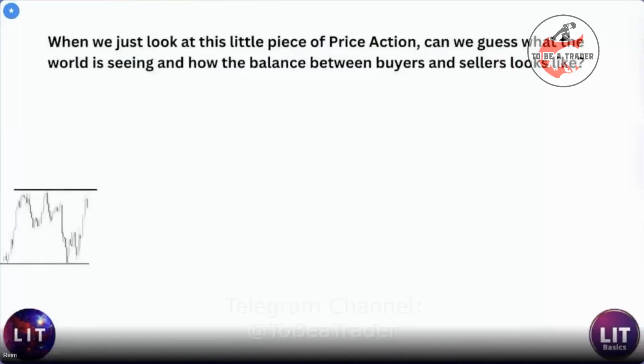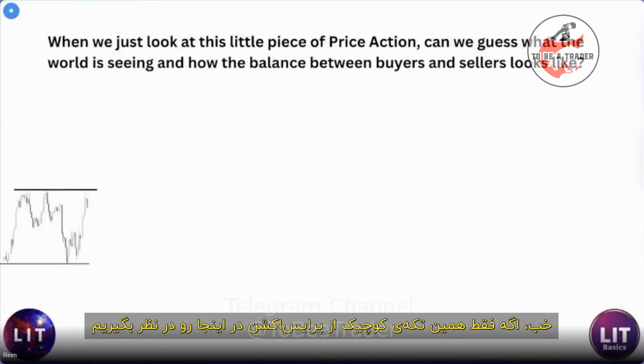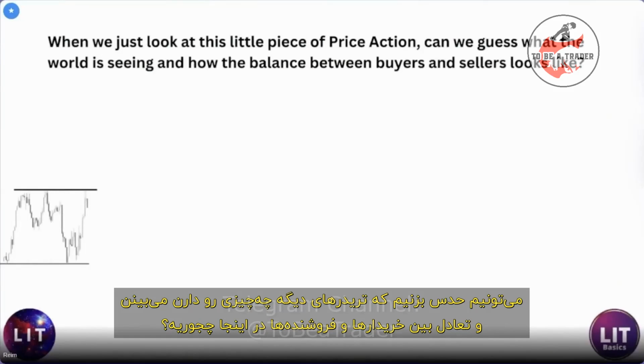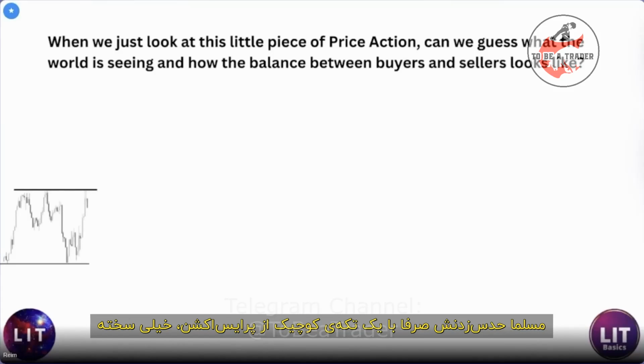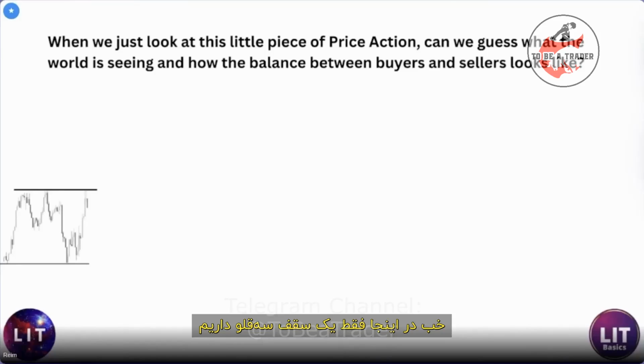Let me show you. So, when we just look at this little piece of price action, can we guess what the world is seeing and how the balance between buyers and sellers looks like in here? Can we just guess? It's obviously very hard to guess with just a little piece of price action. So we only have like a triple top in here. We have a double bottom in here, maybe even a triple bottom, whatever you want to say.